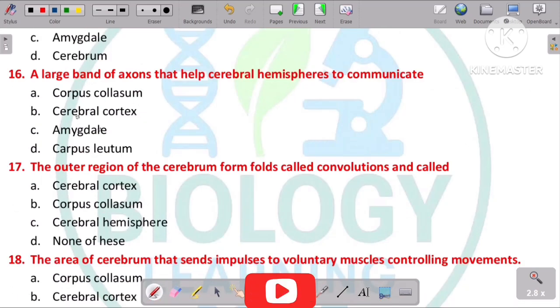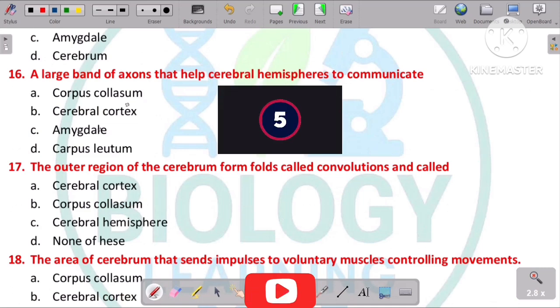So the next question is: a large band of axons that helps the cerebral hemispheres to communicate. So the options are, so the right option is option A, corpus callosum.